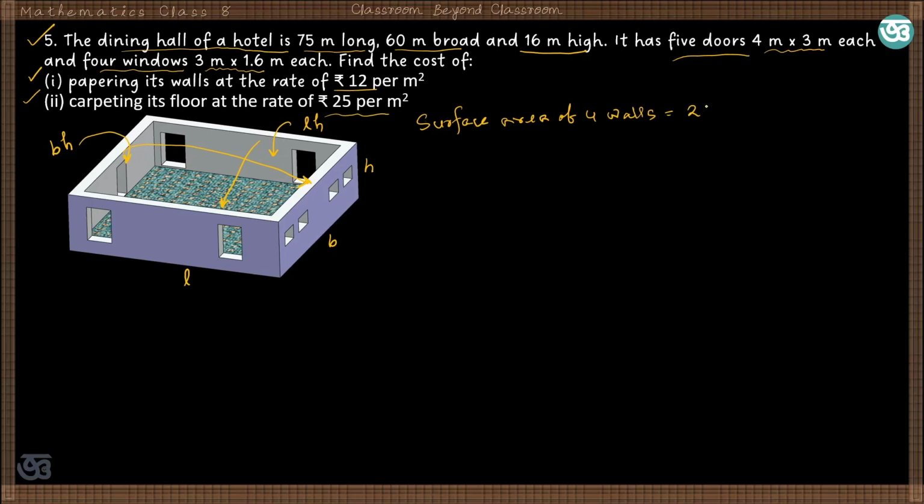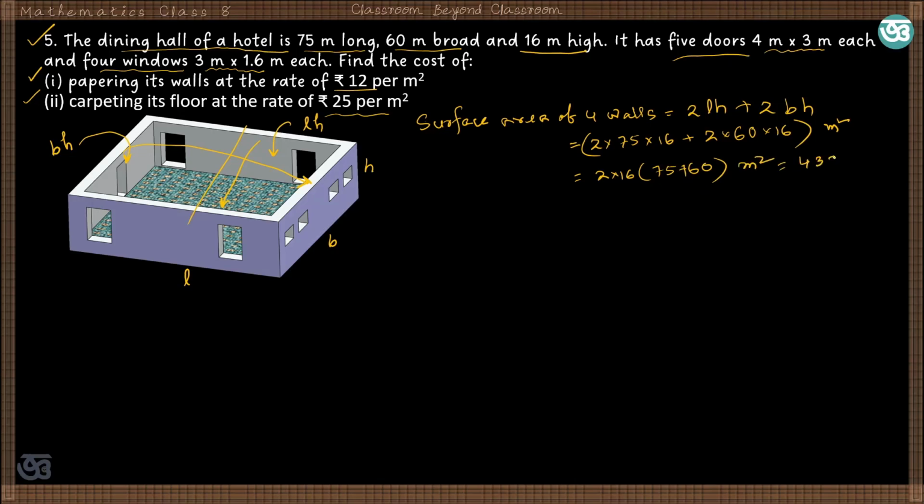Surface area is equal to 2 multiplied by LH, these two walls, plus 2 multiplied by BH, and that is equal to 2 multiplied by L, which is 75, H is equal to 16, plus 2 multiplied by B, which is 60 meter, and H is 16 meter. So this is meter square surface area. And if you take 2 multiplied by 16 common, then 75 plus 60, and this is equal to 4320 meter square.